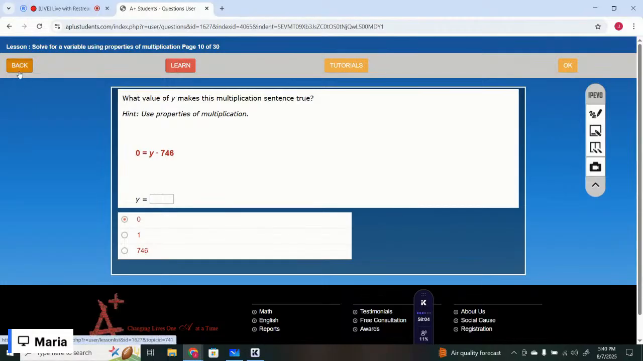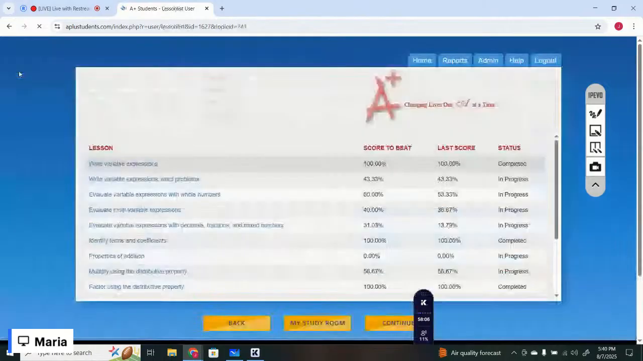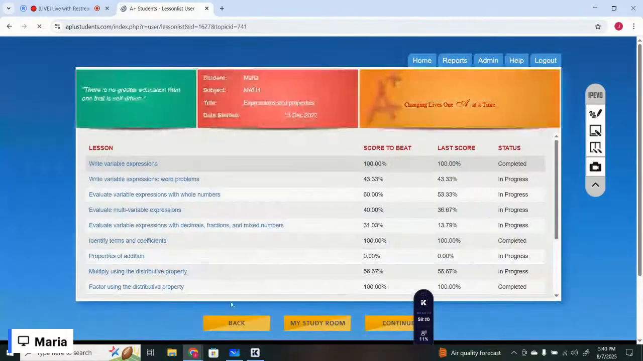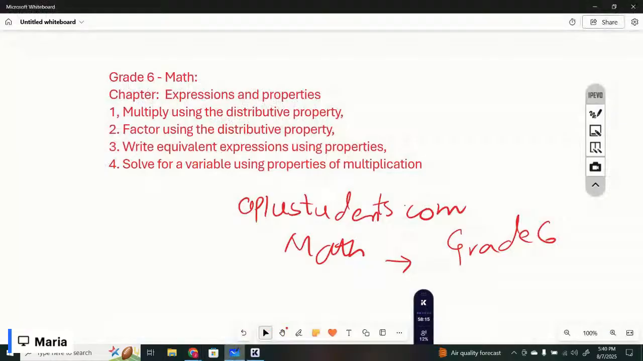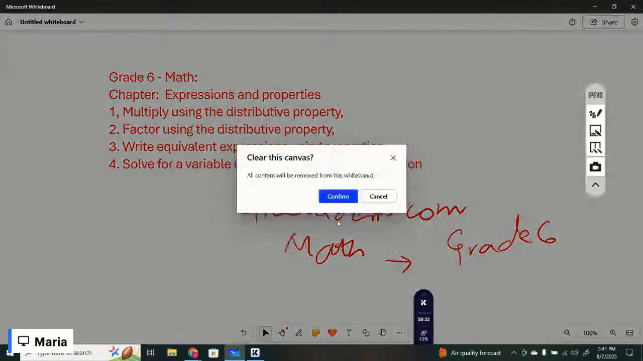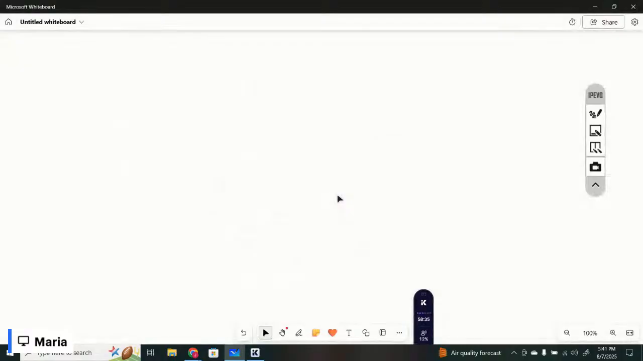Okay, so we were working on grade 6 math. The chapter we were working on is expressions and properties. The lessons we've covered today are multiply using distributive property, factor using distributive property, write equivalent expressions using properties, and solve for a variable using properties of multiplication. So please make sure before the next session you complete all the practice questions for the lessons we just did. That is your homework until next session.